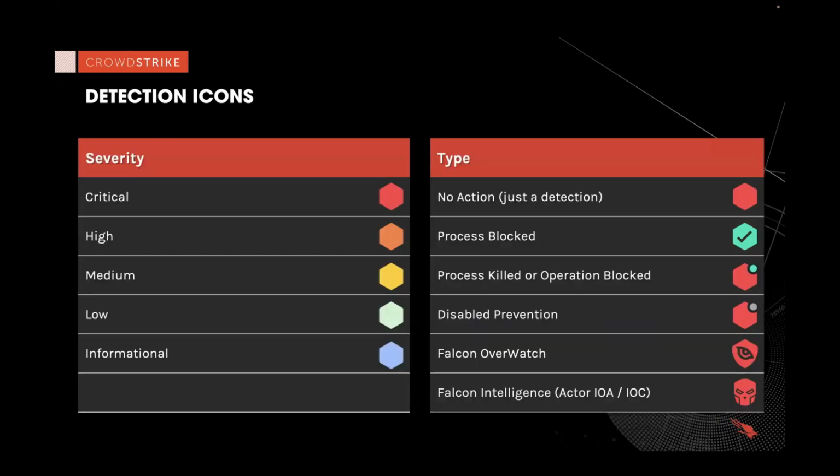Detection severity is shown in the console, indicated by the icon color, and it's also stated in plain text alongside the icon. The detection icon also indicates if a preventative action was taken, so whether a process was blocked, a process was killed, or an operation was blocked; if an action could have been taken, but the required prevention policy was disabled; if the detection was raised by our Falcon OverWatch team; and if the detection contains an IOA or IOC associated with a known threat actor.